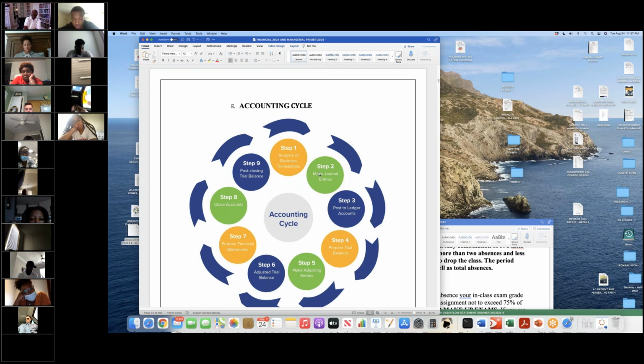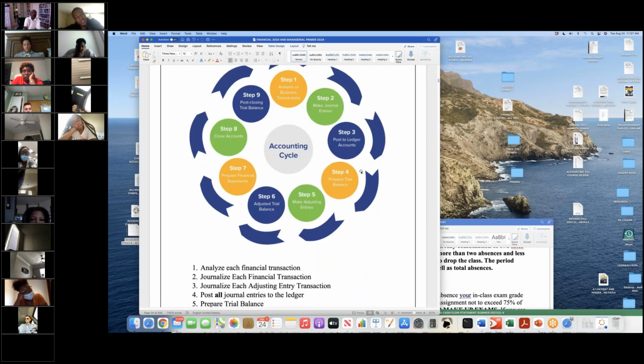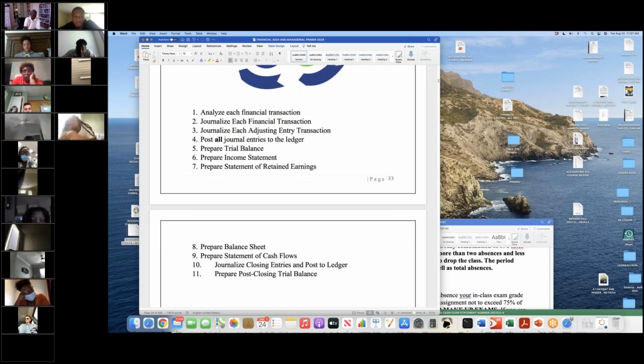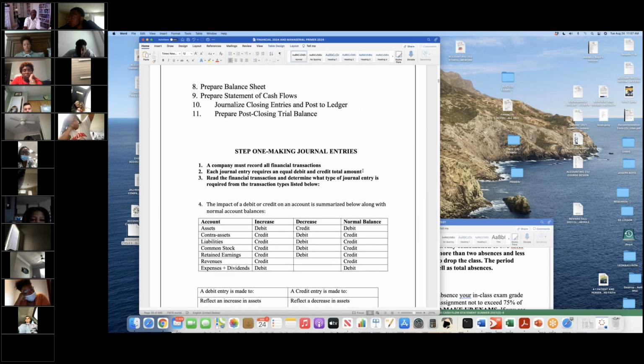Because if you can't do steps 1 and 2, you can't come over here to 3, 4, 5, 6, and 7. So I want to make sure that you know how to do steps 1 and 2. So we do it for 2 weeks. So there's no excuse why you cannot make journal entries. That's all we're going to do for these first 2 weeks. So your first quiz will be on making journal entries.